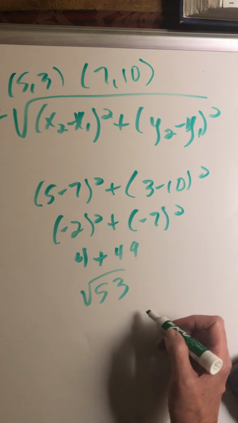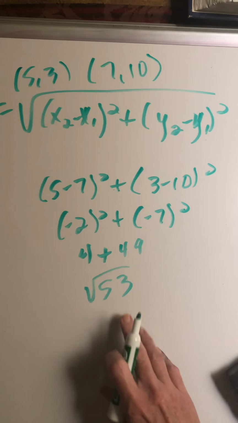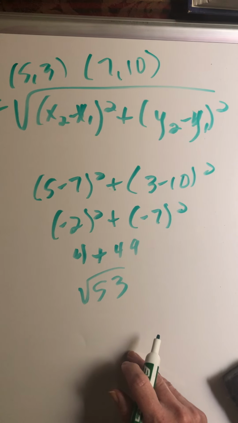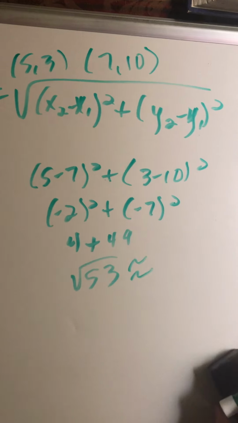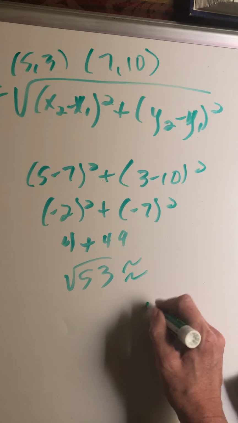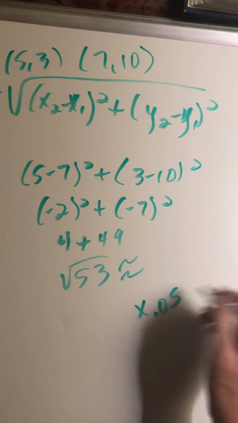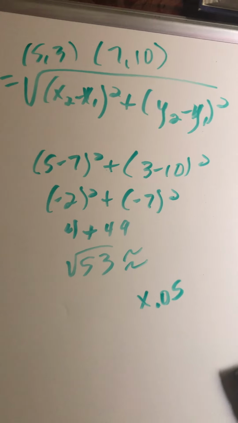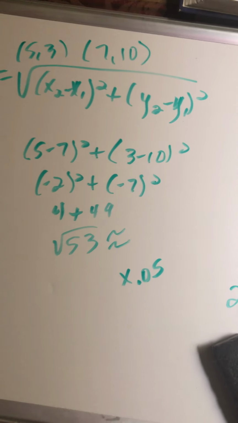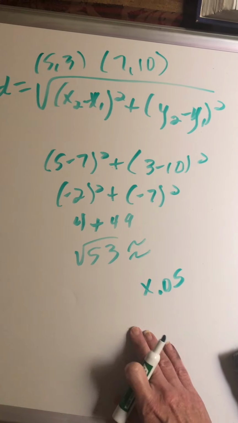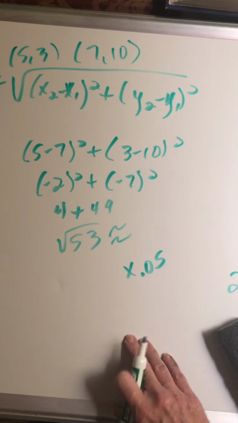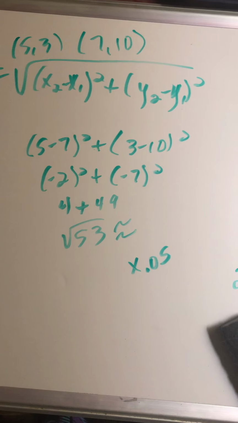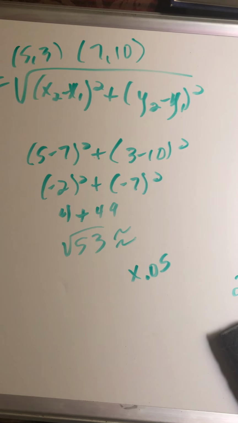And some of you are forgetting to find that square root of 53 correctly, okay? So you're going to find the square root of 53 on your calculator, and you're going to multiply by 0.05. Okay, so that'll finish it up. That's walking you through the distance formula again. And then you're multiplying by 0.05, and then on 22, you're going to do this and multiply by 0.25. And again, it's due Tuesday, the 21st.